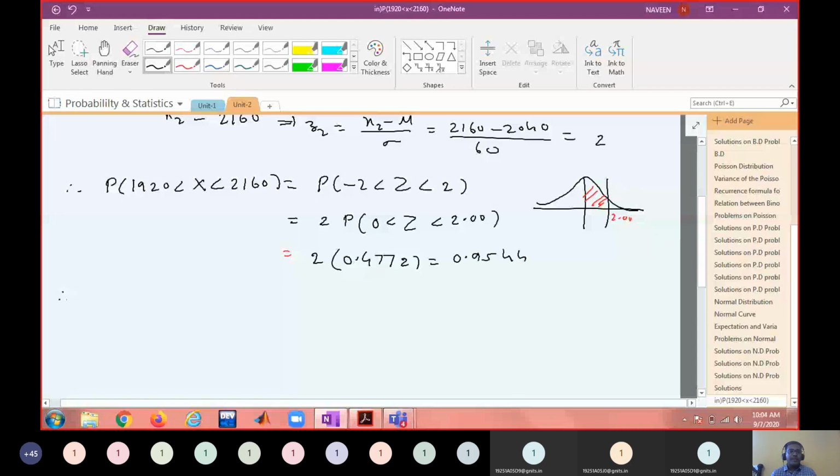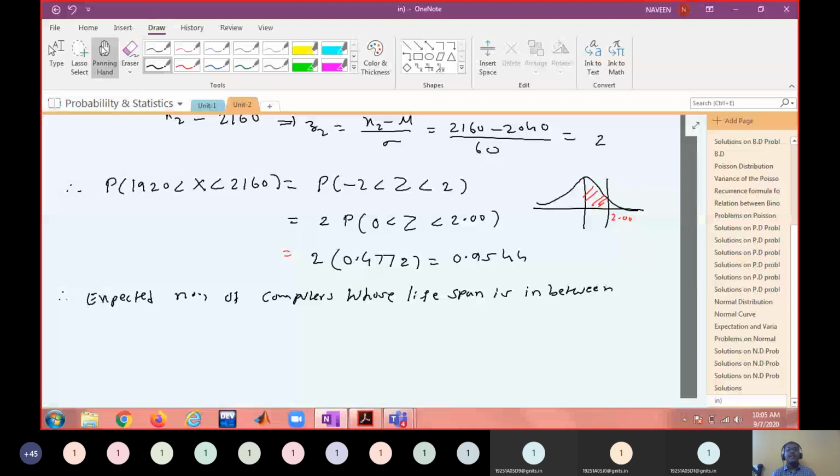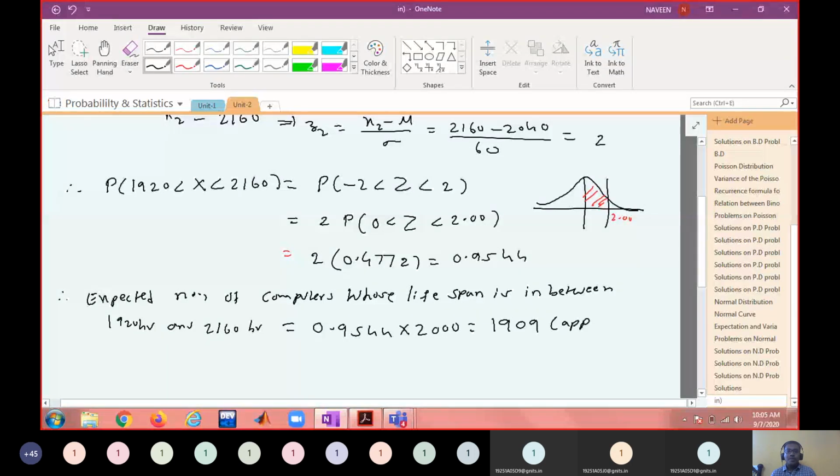Therefore, the expected number of computers whose lifespan is in between 1920 hours and 2160 hours is equal to you just multiply the probability into 2000, which gives 1909 computers. Remember, for a continuous probability distribution, it doesn't matter whether we include the endpoints or not. Integration is not going to be affected by including one point or two points. So almost 95% of the computers are in between this range, 1920 and 2160.